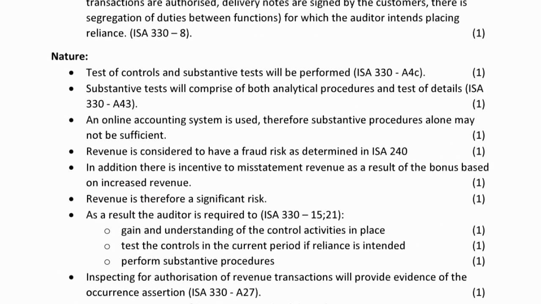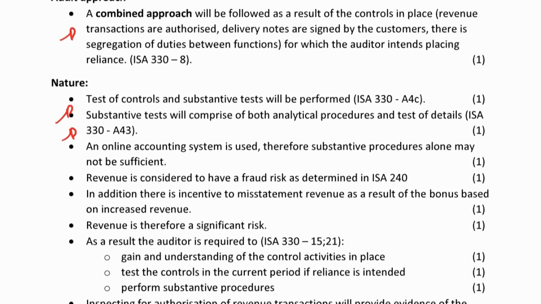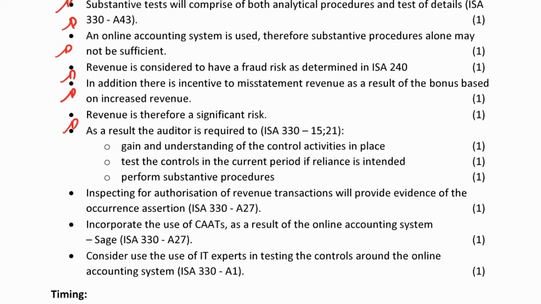You've got your combined approach up there. Because they've got controls in place, the nature, test of controls, and substantive are going to be the two. They've got an online system, so substantive alone might not be sufficient. Then revenue, we've got the fraud risk, and there's another incentive, so it's a significant risk, which means we must, I never discussed this first, gain an understanding of the control activities because it's a significant risk, and then test them in the current year and perform substantive.